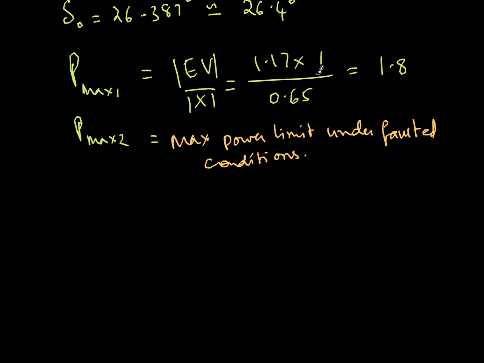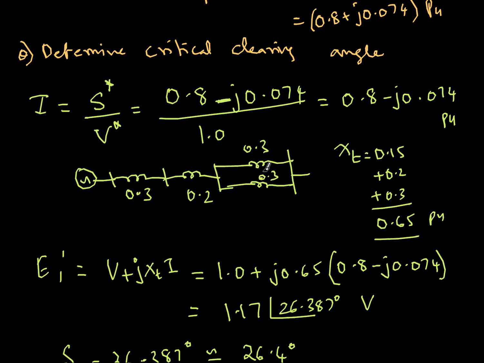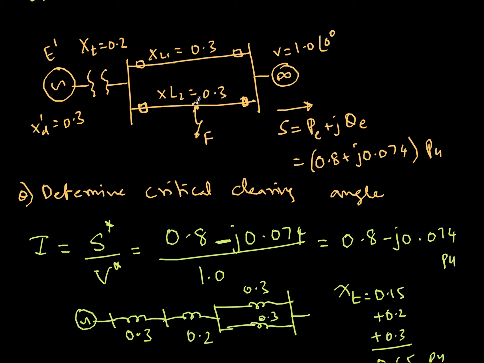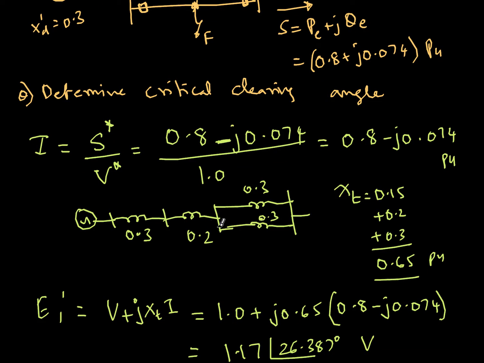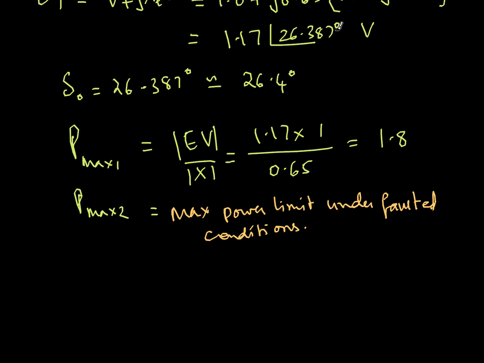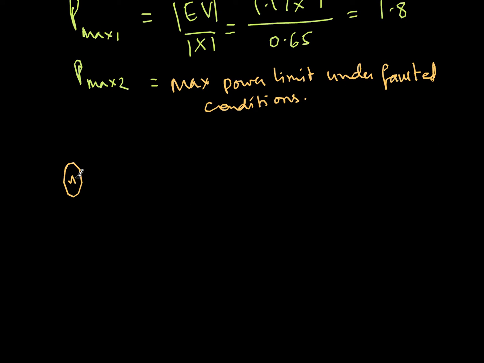So what happens during the fault? If I go up, the fault is at the midpoint of this. In other words, the fault is at the midpoint of this line. So let me redraw this diagram now. I have the generator. Its internal impedance is j0.3.